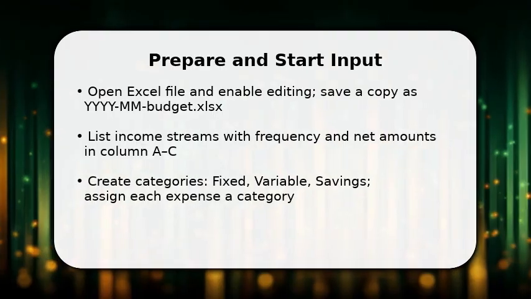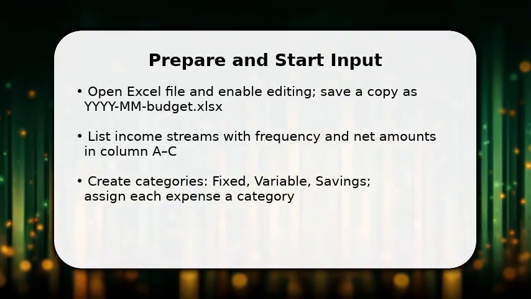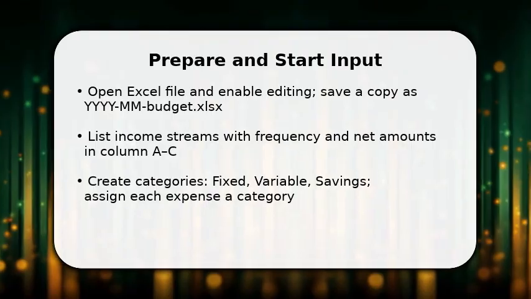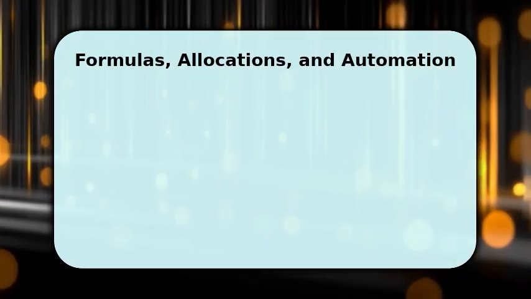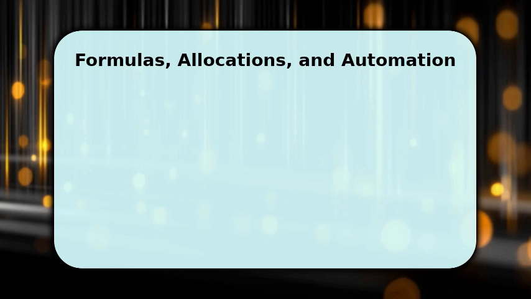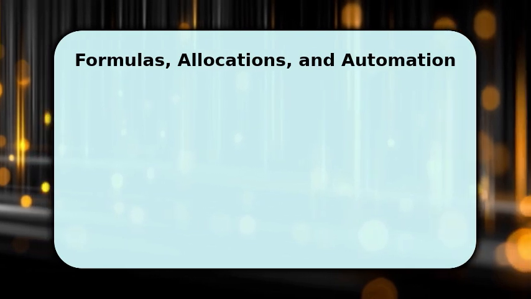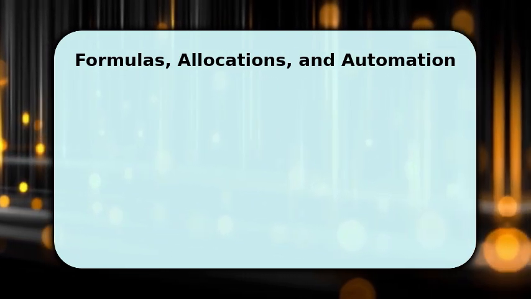Make sure to set columns for date, payee, category, and amount now, because those fields drive later formulas and charts. You now implement the working logic. Build SUMIFs to total each category per month and fix ranges with dollar signs so copying rows doesn't break them.